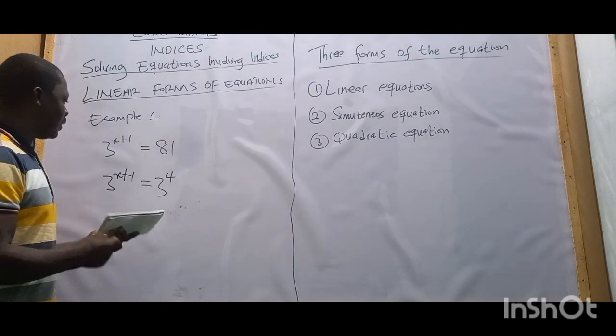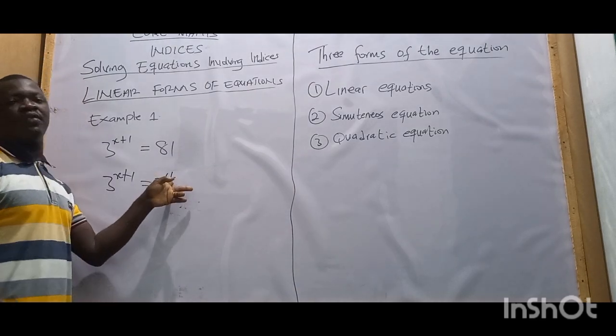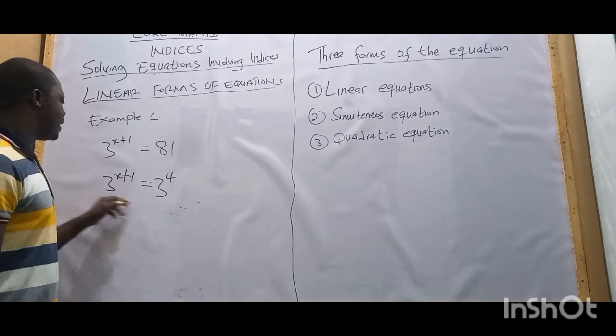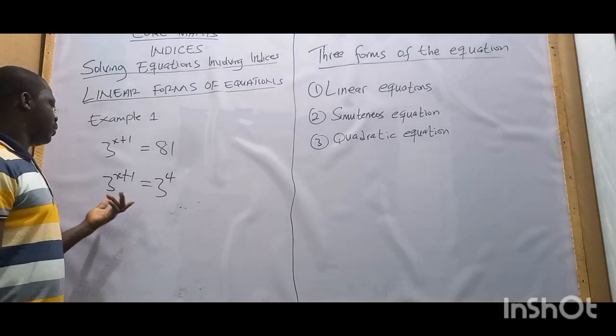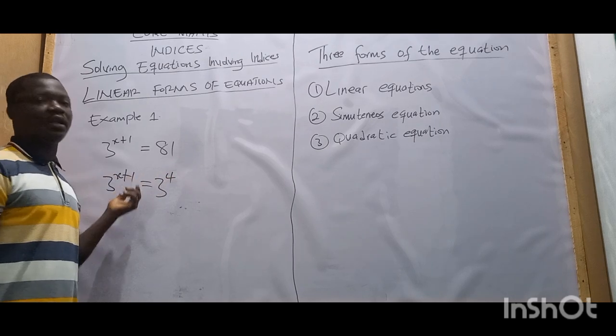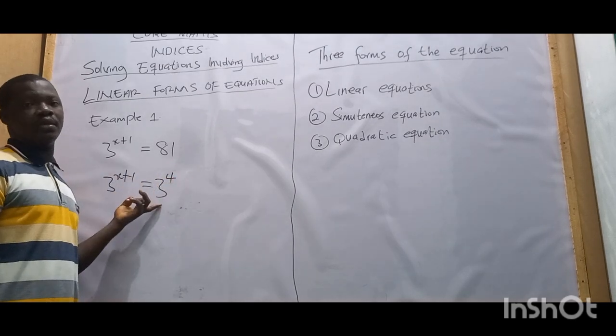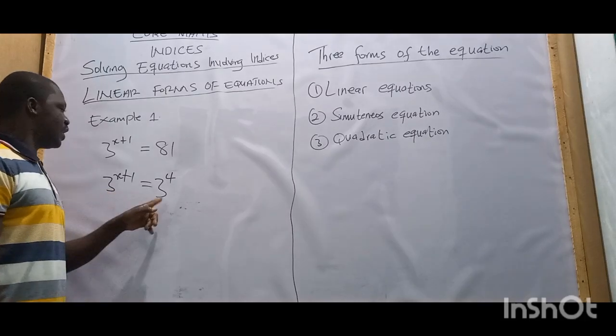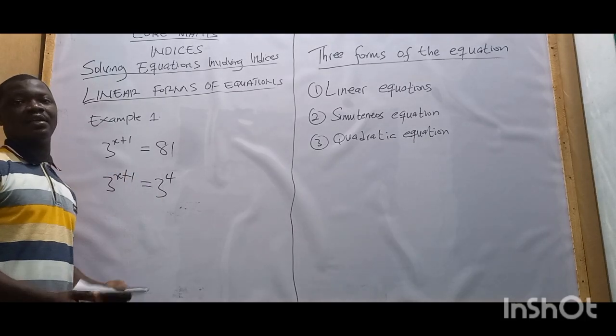So 3 will multiply itself 4 times will give you what? 81. So now our bases are the same. So when the bases are the same, you just equate the exponents, or the powers, or the index. So my base here is 3, here is 3. So I'll just equate the what? The exponent.